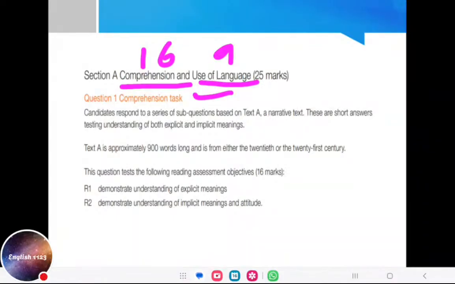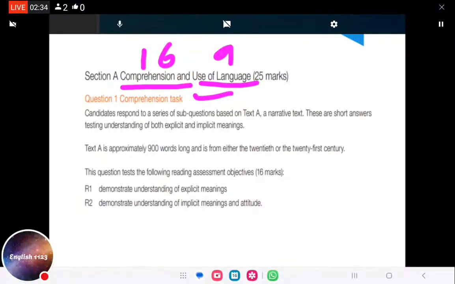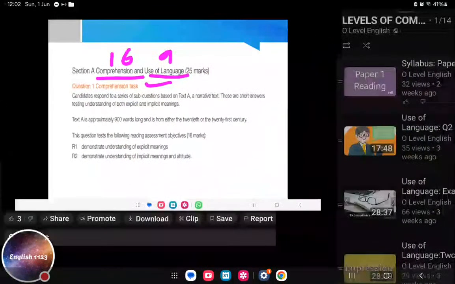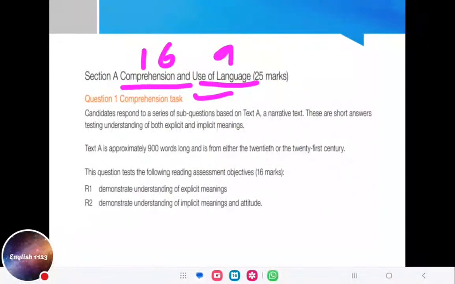Candidates respond to a series of sub-questions based on text A, a narrative text. These are short answers testing understanding of both explicit and implicit meanings. So R1 and R2, reading objective number 1 and reading objective number 2. Text A is approximately 900 words long and is from either the 20th or 21st century. This question tests the following reading assessment objectives, 16 marks.